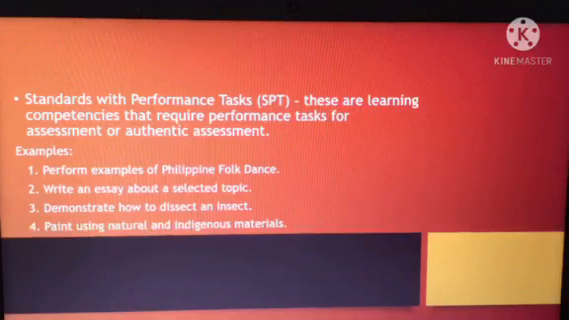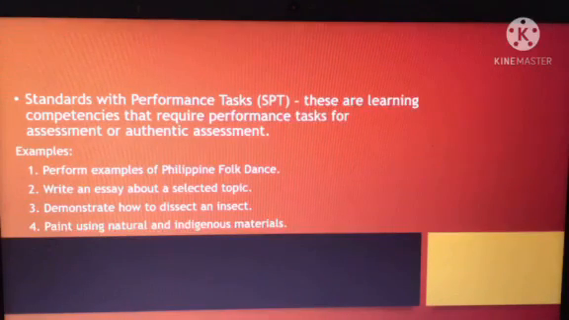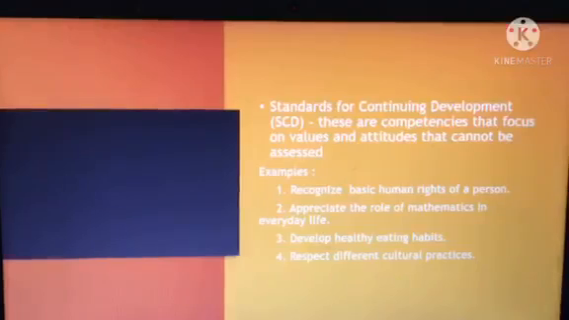Standards with performance task or SPT, these are learning competencies that require performance tasks for assessment or authentic assessment. The examples for this are: perform examples of Philippine folk dance, write an essay about a selected topic, demonstrate how to dissect an insect, paint using natural and indigenous materials.